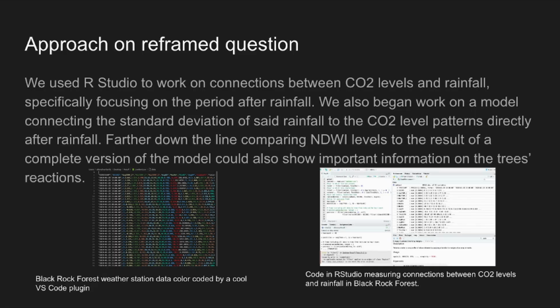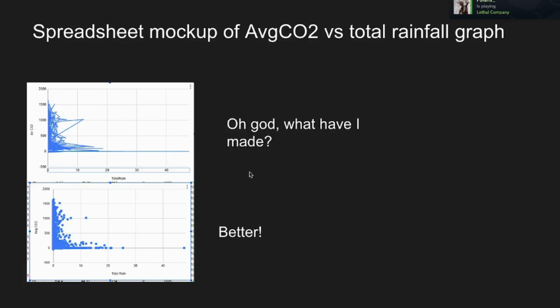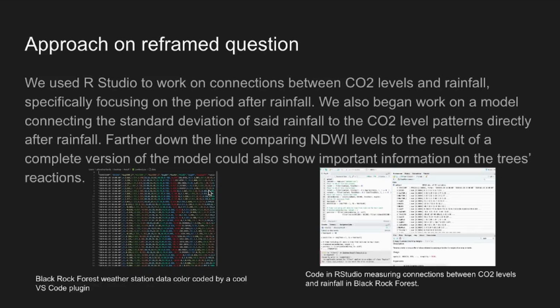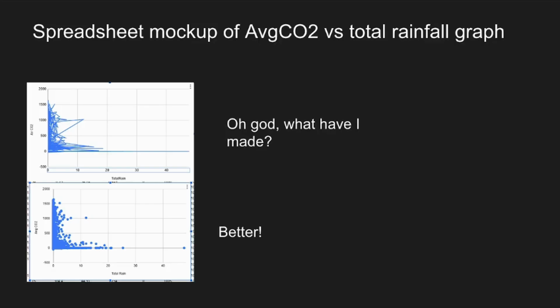Further down the line, if I had been more competent, I would have also added NWDI levels and compared them to the CO2 levels and standard deviation of rainfall. But in the end, the code just didn't end up working at all, and I had to start from scratch. I did get enough of it back working to find a connection between CO2 levels and rainfall, but I didn't know enough RStudio to make a good, nice graph of it.